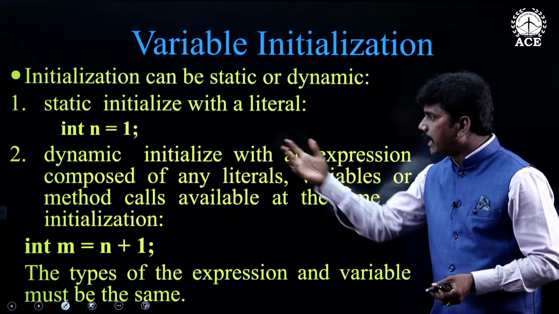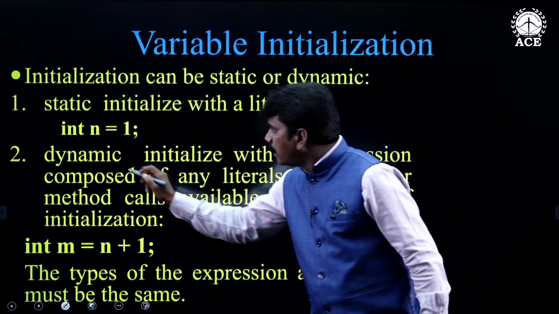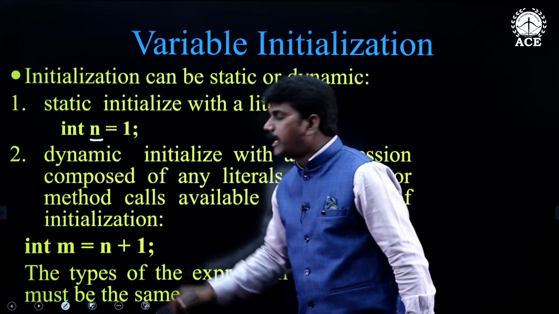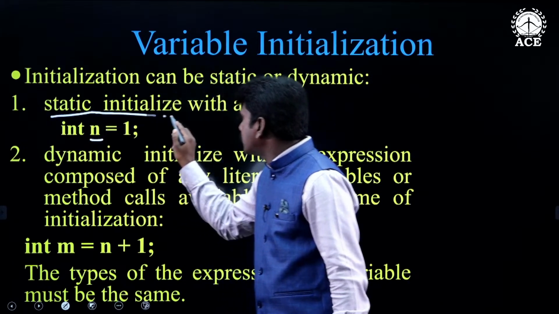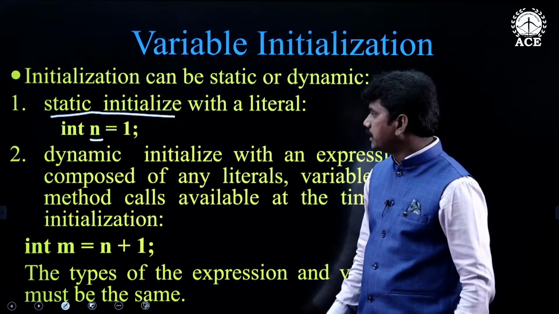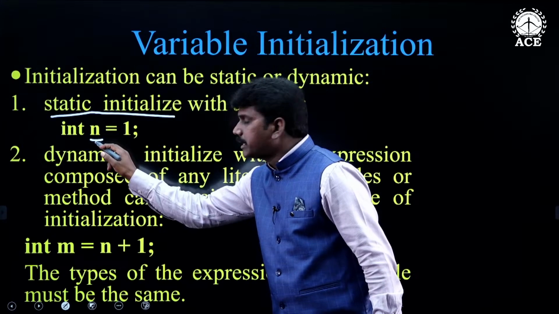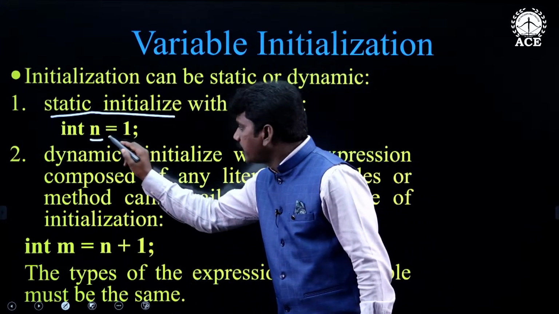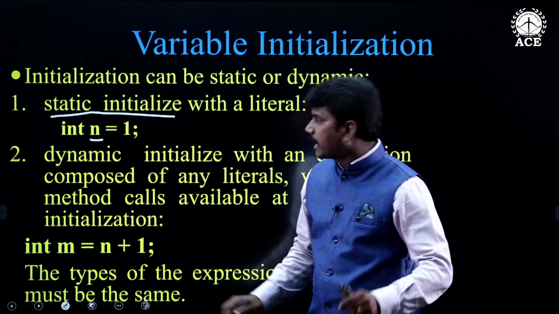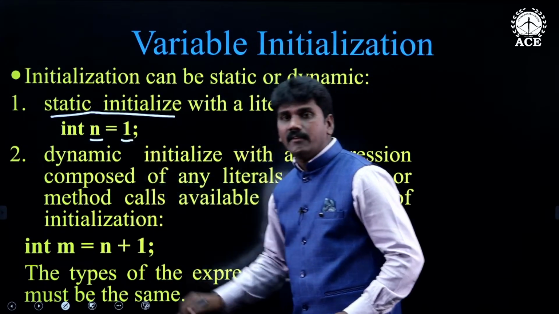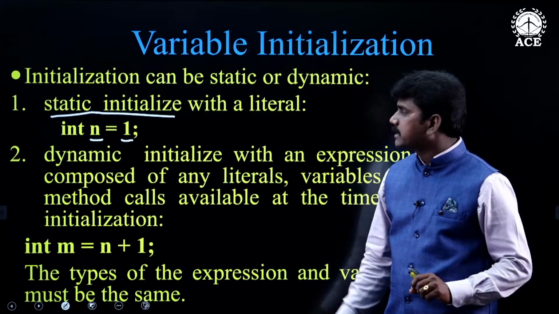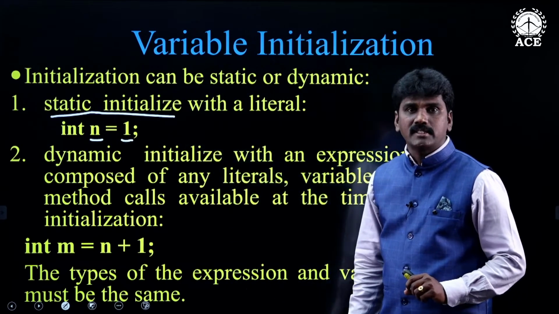Let us see one example here. I have one variable with the name n. It comes under static initialization. You can see here, static initialization. How is the static initialization going to be? n is one variable of integer data type, and it is directly assigned the value 1. int n = 1; semicolon.